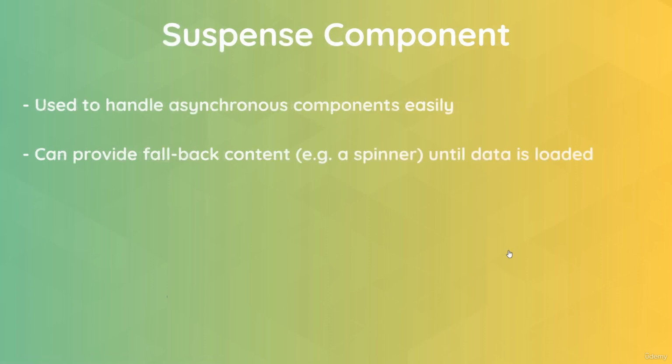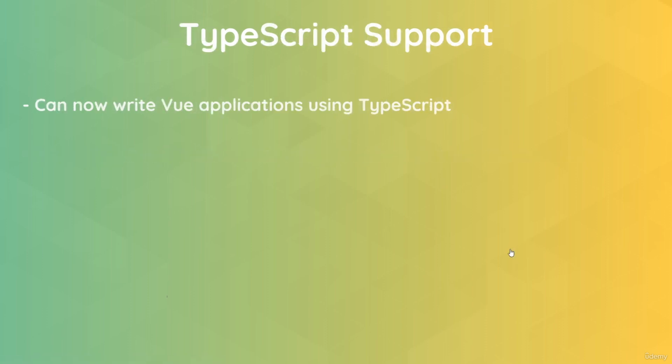There's also a suspense component which allows us to handle asynchronous code and components very easily and provide fallback content until any data is loaded, like a custom spinner or loader, for example. And another huge update is that it comes with TypeScript support out of the box. So if you prefer writing your code in TypeScript, now you can. So this is a really good step forward for TypeScript developers. In this course, I will be using JavaScript, but I will be releasing a small Vue and TypeScript course on my YouTube channel soon for free.